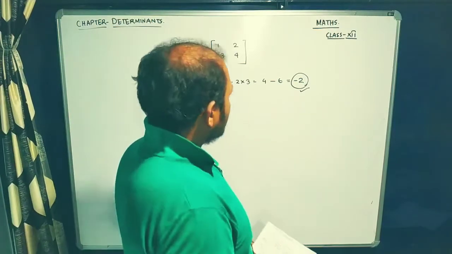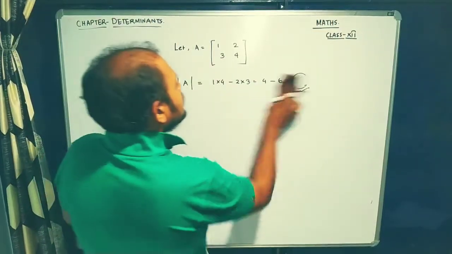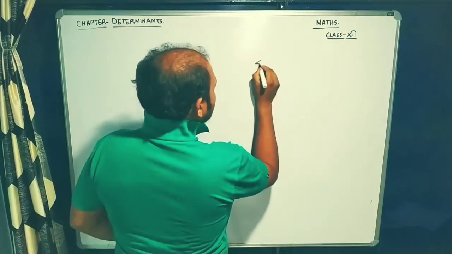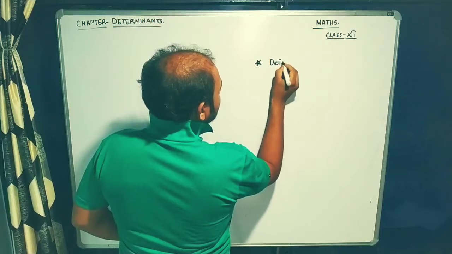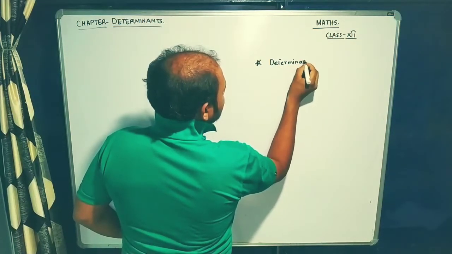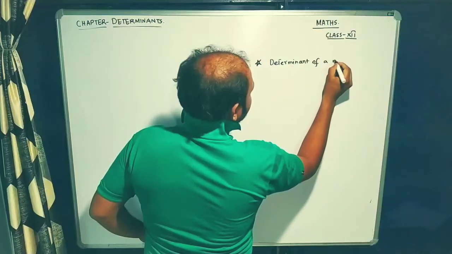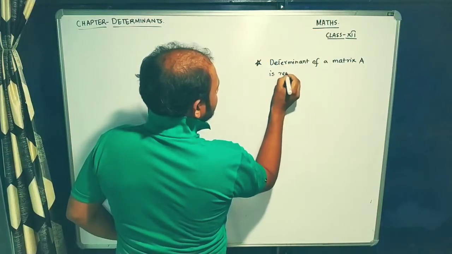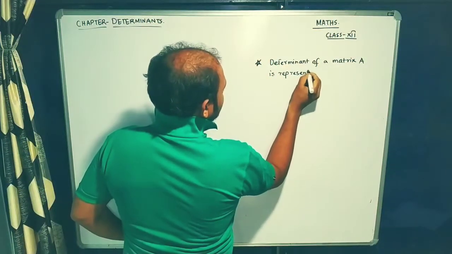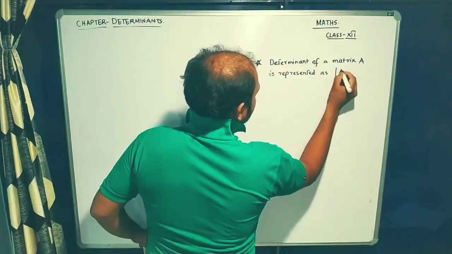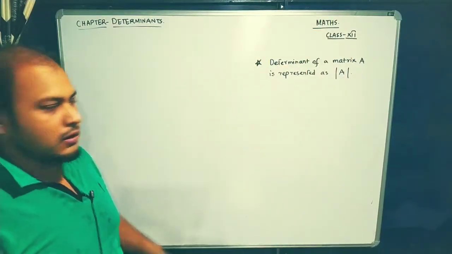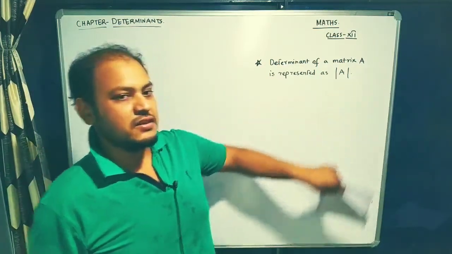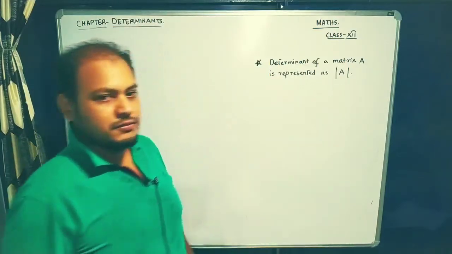So before starting determinants, let us have two important points about determinants. The first point is that determinant of a matrix A is represented as this. So this symbol indicates determinant of A, where A is the matrix for which you are finding the determinant.